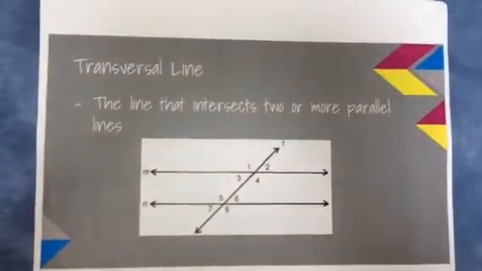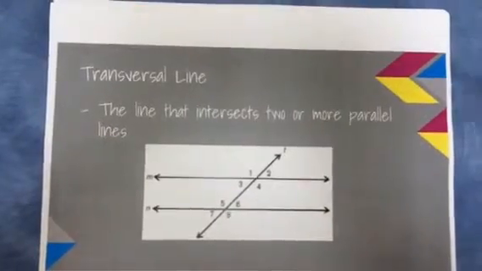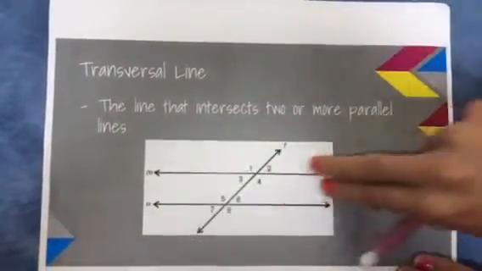Transversal line, the line that intersects two or more parallel lines. This intersects through these two parallel lines.